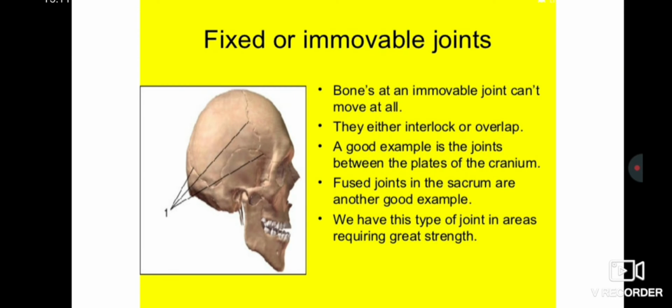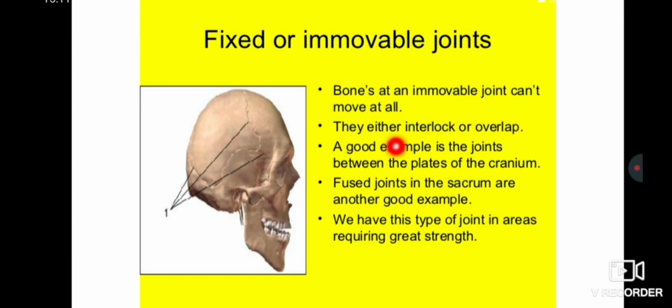Bones at an immovable joint can't move at all. Children, immovable joints are helpful to protect internal body parts, like here the brain is present. So the brain is collapsed with a slight jerk. So it is very important to protect it without any jerk or any injury. So that's why this skull has immovable joints.